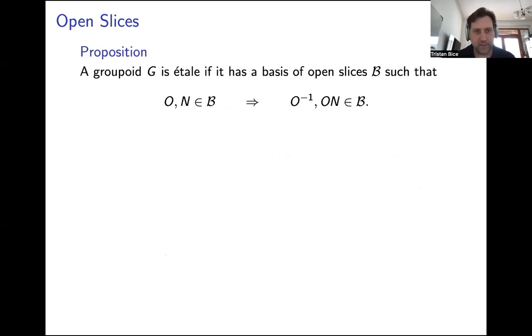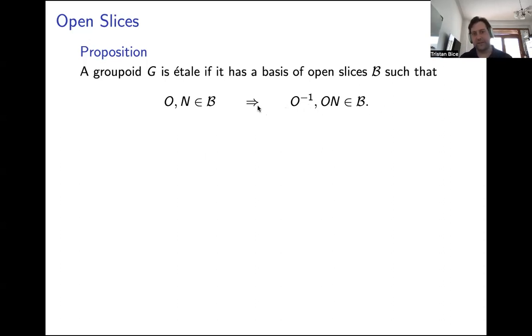Okay, let's continue to talk about open slices. Let's prove the reverse direction of the result I just gave you. What I want to show is that a groupoid is Étale if it has a basis of open slices. But it has to be a bit more than that. You have to have a basis of open slices which is still closed under products, and is also closed under taking inverses pointwise. If it was just an arbitrary basis of open slices, that would not be good enough.